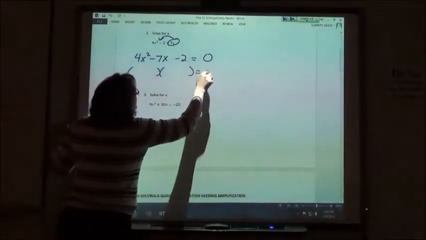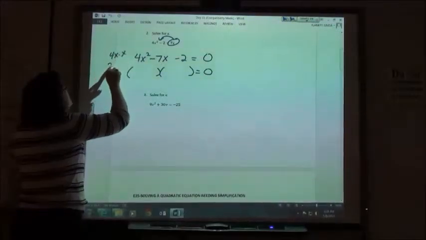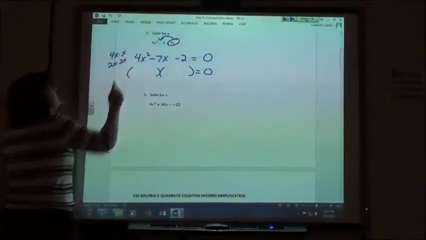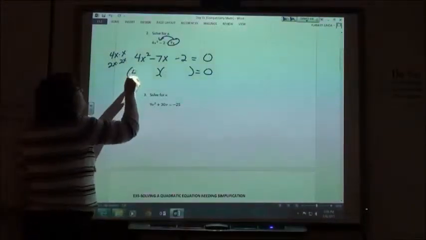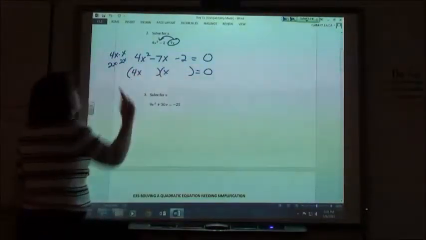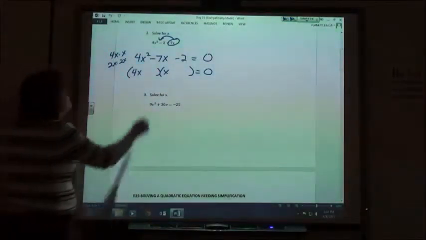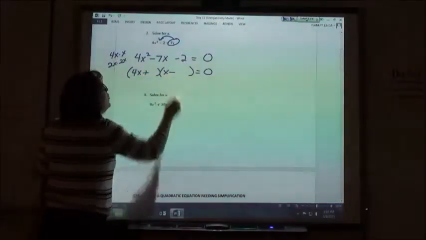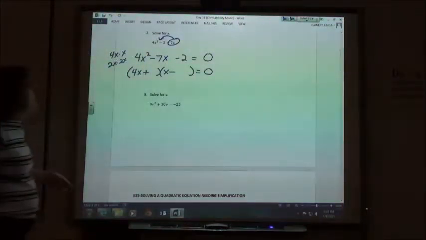Now this one's a little trickier to factor because 4x squared might be 4x times x, but it could be 2x times 2x. I really don't know. I'm going to start out with the 4x and the x. If that doesn't work, then I'll try the 2x and the 2x. My signs. The end is negative, so I have 1 plus and 1 minus. Again, I really don't know the order. I'm just going to guess and check. If I get the right number in the middle but the wrong sign, I'll switch them.